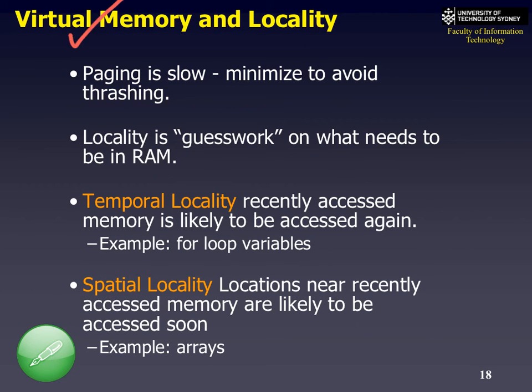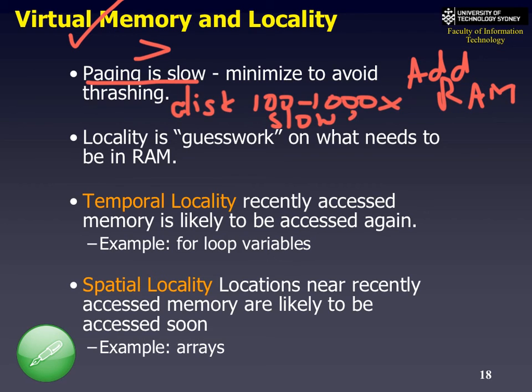Virtual memory is great. Allows you to have more memory than you physically have in the system. But the downside is, it's slow. You really should try to minimize paging. The best way to do that is to add RAM. Simple as that. As much as your system can physically handle will make your system run smooth as silk. The reason is, disk is really slow. Maybe 100 to 1,000 times slower than RAM.